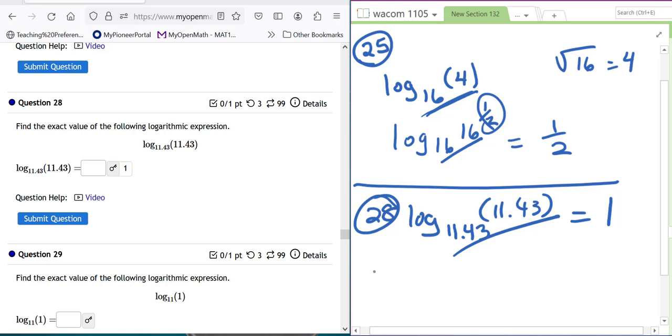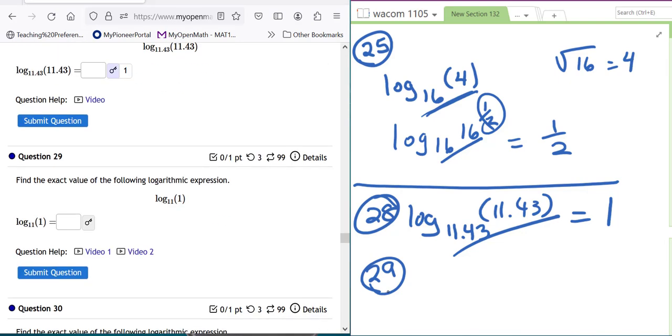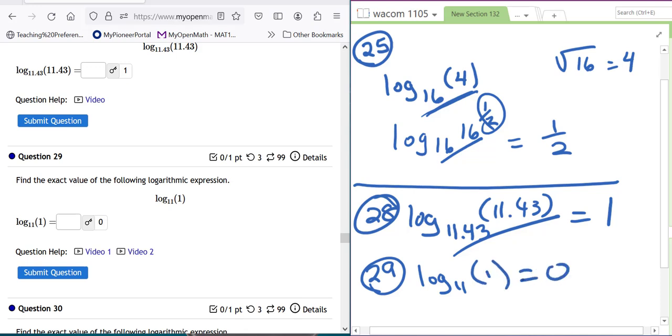Okay, 29 brings up the next rule. So you want to look these rules up and have these rules down. I'm going to pull that sheet up in just a second because we're almost out of time. Anytime you take the log of 1, the answer is 0. So that is your third rule. Doesn't matter what the base is. So you want to make sure you memorize those.